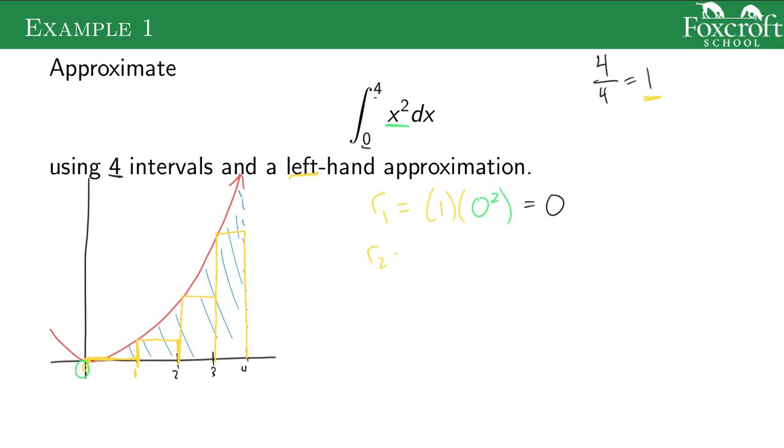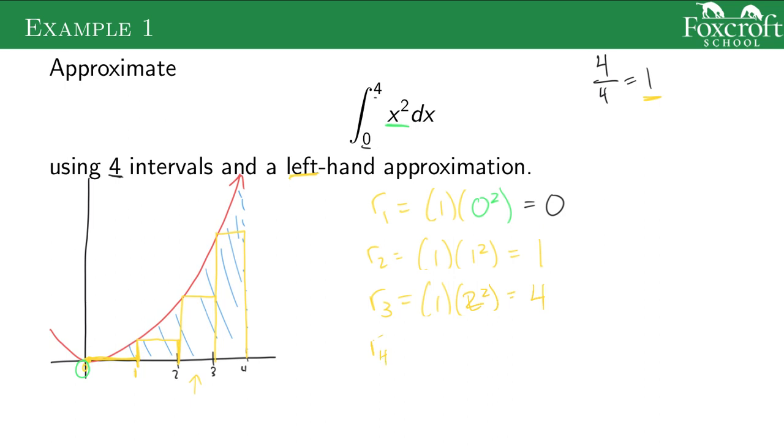The second rectangle, the width is always 1. Now I put the left-hand side of my second rectangle in, which is 1, and that's going to give me 1. My third rectangle, width 1. They're all going to have the same width. Now I plug 2 in because that's the left-hand side of my third interval, and that's going to give me 4.